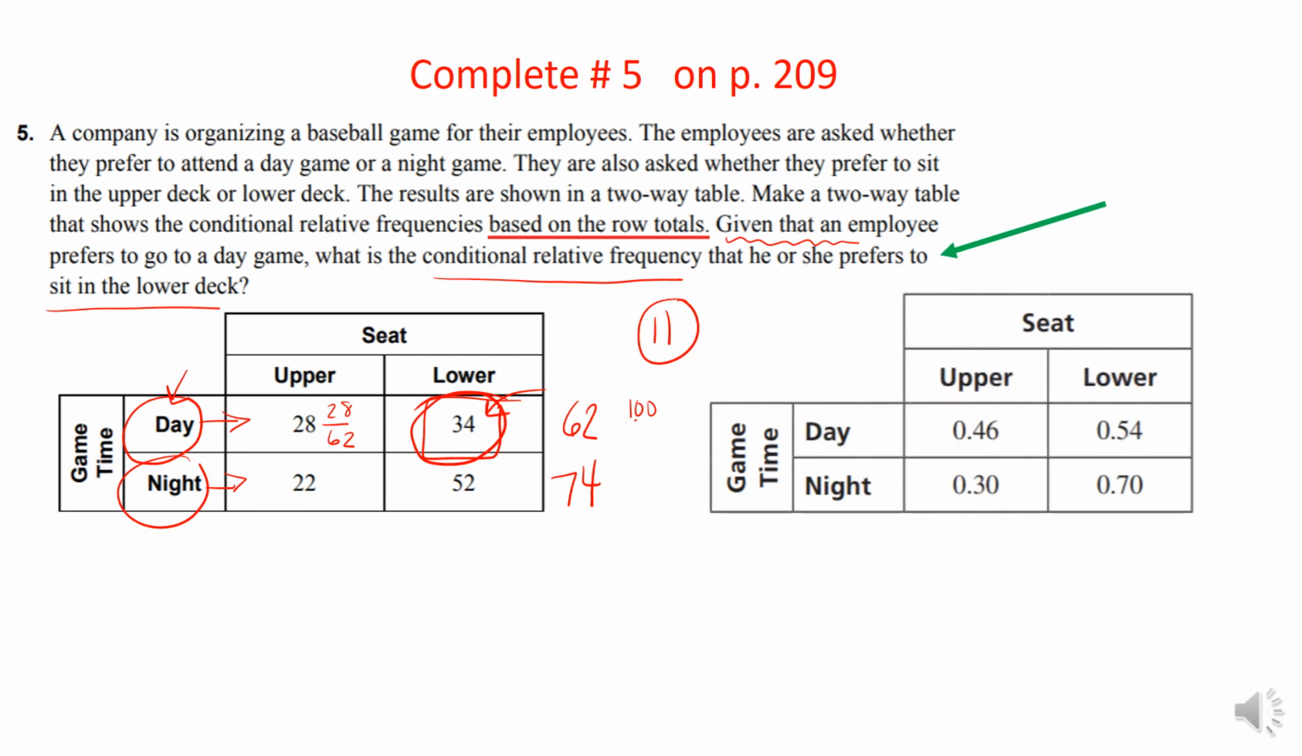Okay, so given that someone wants to go to a day game, the chance is 54% that they would want to sit in a lower seat. So it doesn't seem to be very significant which seats they sit in. This is not that big of a spread. But given that they wanted to go to a night game, they would definitely want to sit lower because they would be able to see better. So those are all the kinds of data that you would want to understand in this case. Okay, so there's your grand total answer.